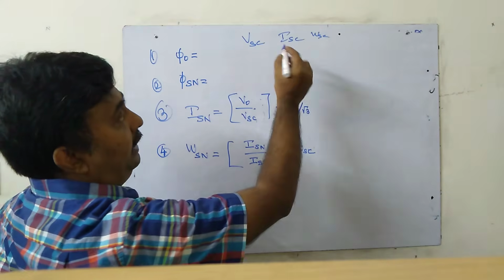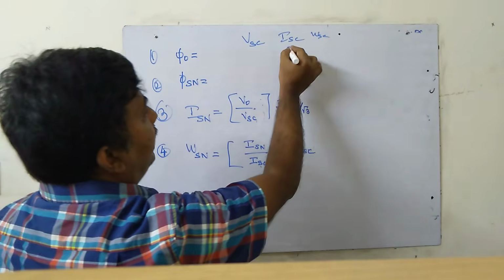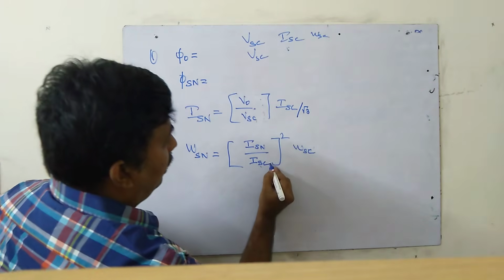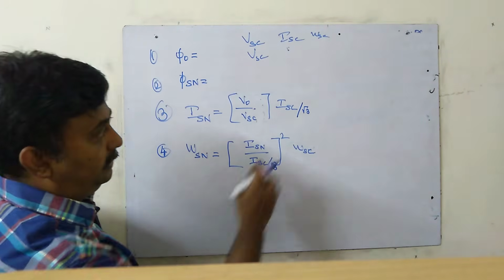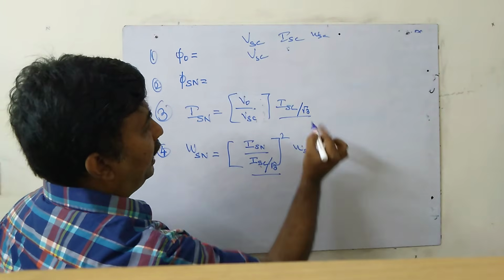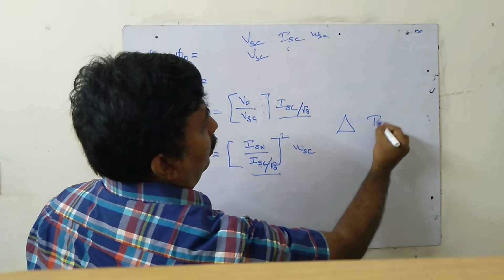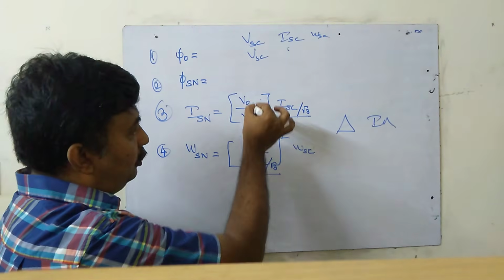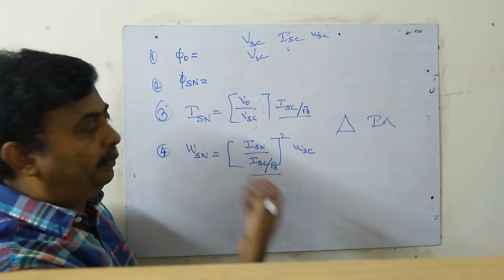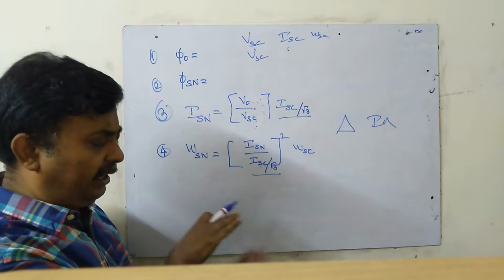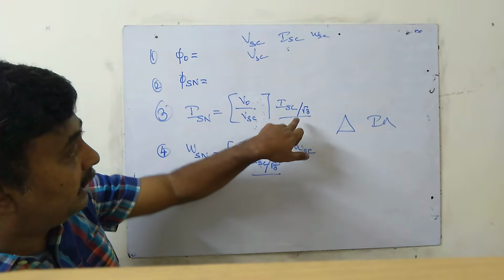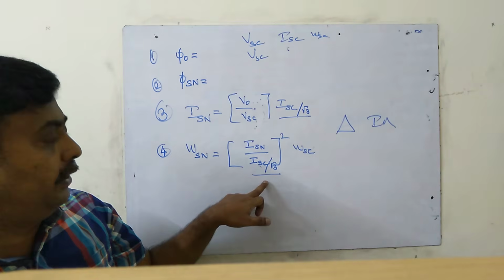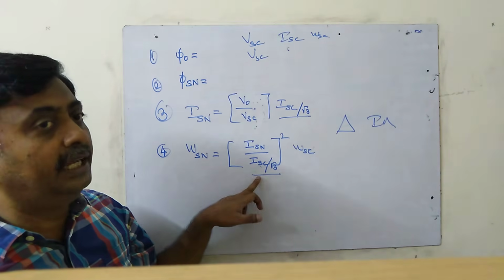Another thing: either you use VSC as it is, or you convert it into phase here by dividing by root 3, since we are working with per phase quantities only. If it is a star connected motor, we divide by root 3 in both places, and they cancel each other. But for delta, we are not doing anything. For a delta connected network, the short circuit current has to be divided by root 3, and while finding WSN we also divide by root 3. This is the only thing to remember for a delta connected network.